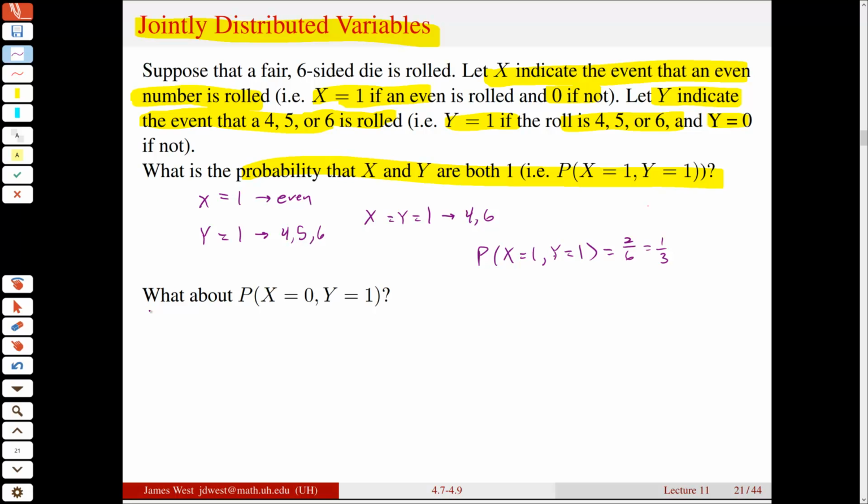We want the probability X is 0 and Y is 1. Well, if X is 0, that means it was not even, so an odd number was rolled. Y equals 1 still limits us to 4, 5, and 6. So if X is 0 and Y is 1, we must have rolled a 5. Thus, the probability that X is 0 and Y is 1 is 1 out of 6.